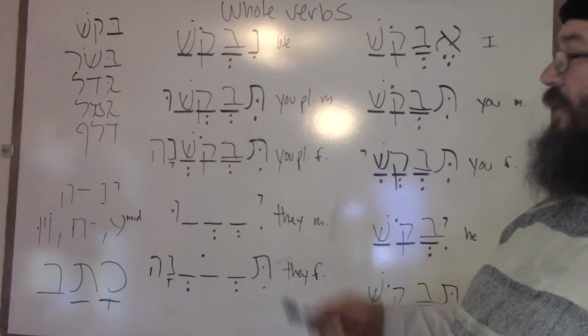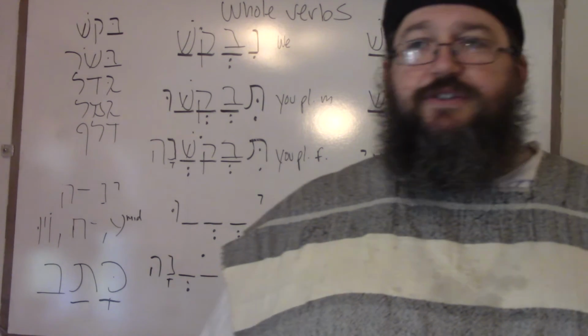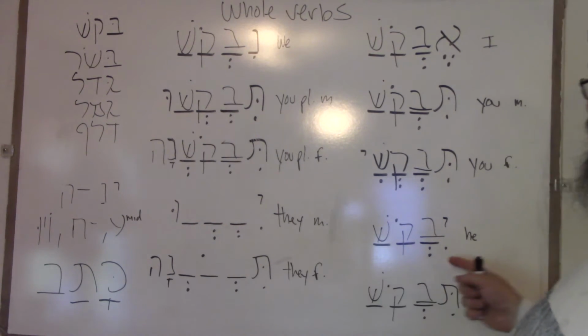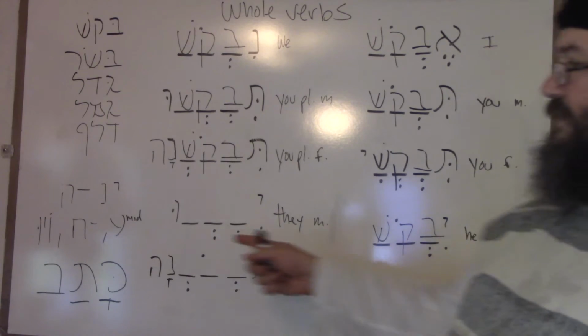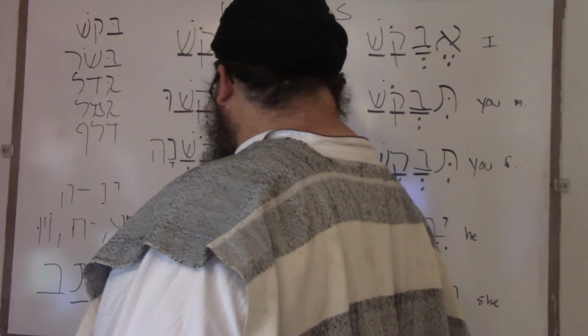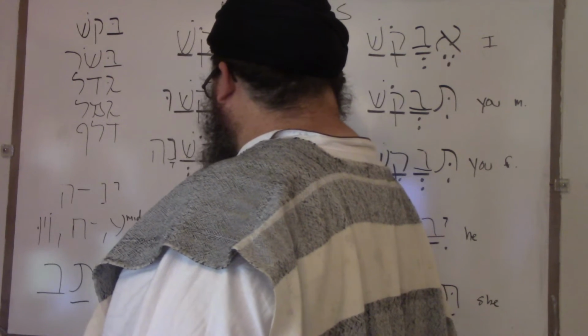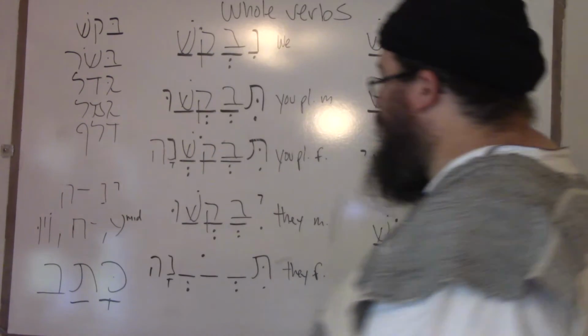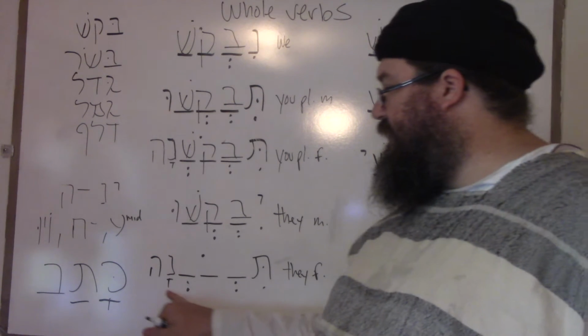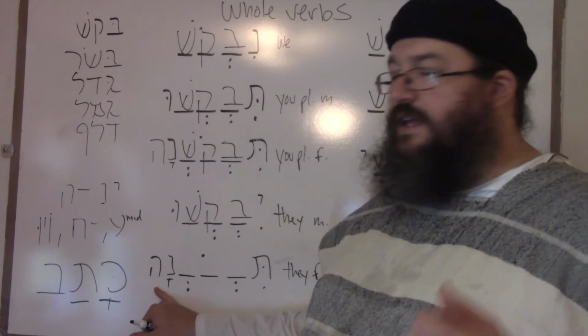Okay? So now, the third person we have here, okay? So the third person we see is identical to the third person over here. The only difference is the u, all right? So when I put my root, we see yik shu. They will seek. Yik shu, right?